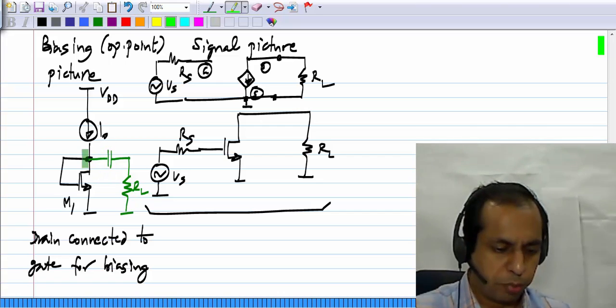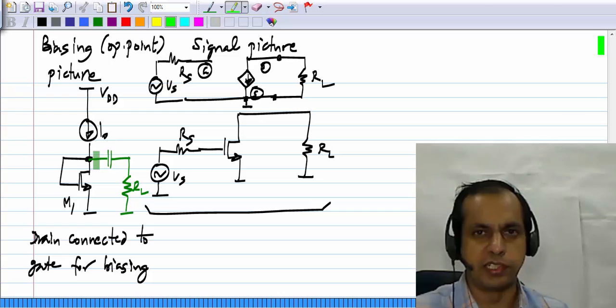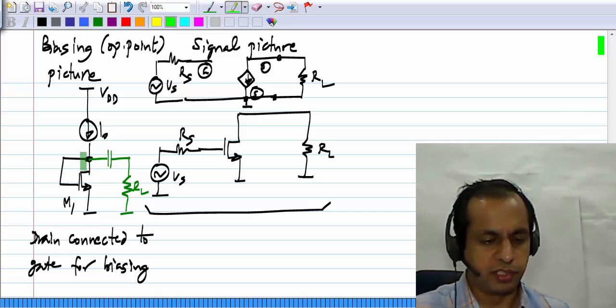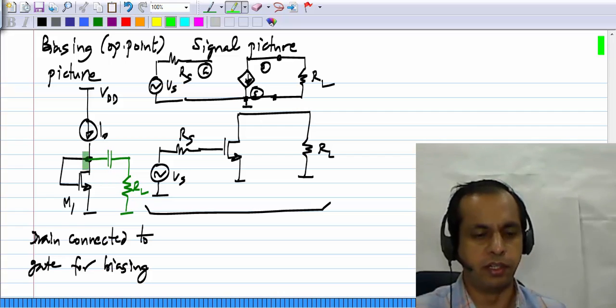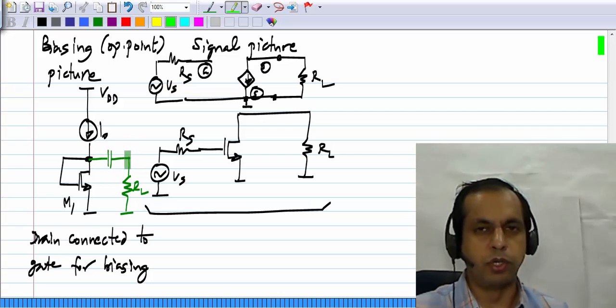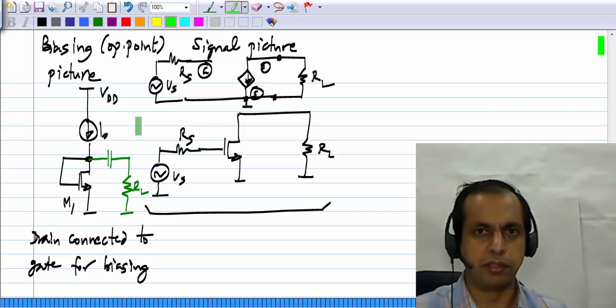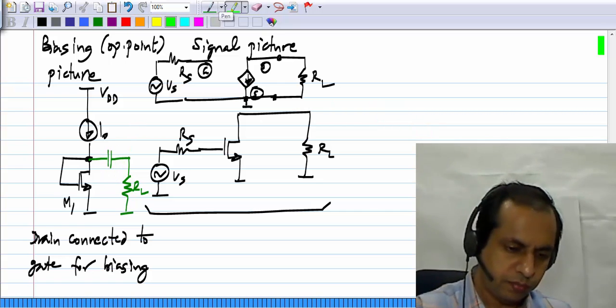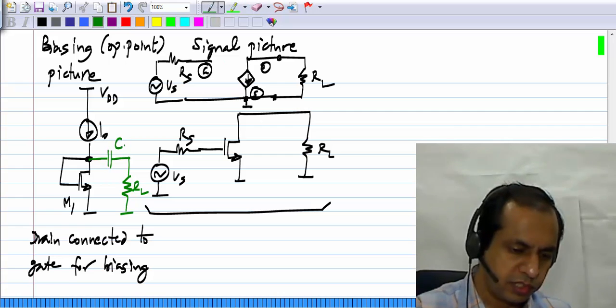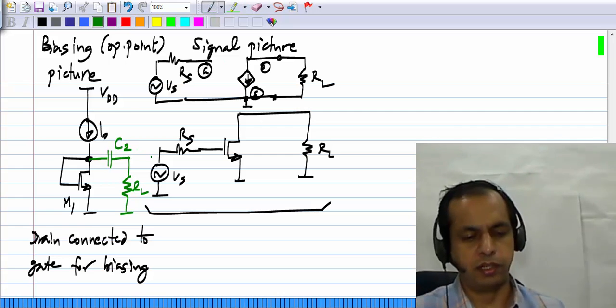The operating point here will be VGS, whatever the VGS is. It is given by VT plus square root of 2 I0 by Kn, as we have evaluated earlier. The operating point voltage here is 0, and the difference will be dropped across the capacitor. So let me call this C2, following my original notation.